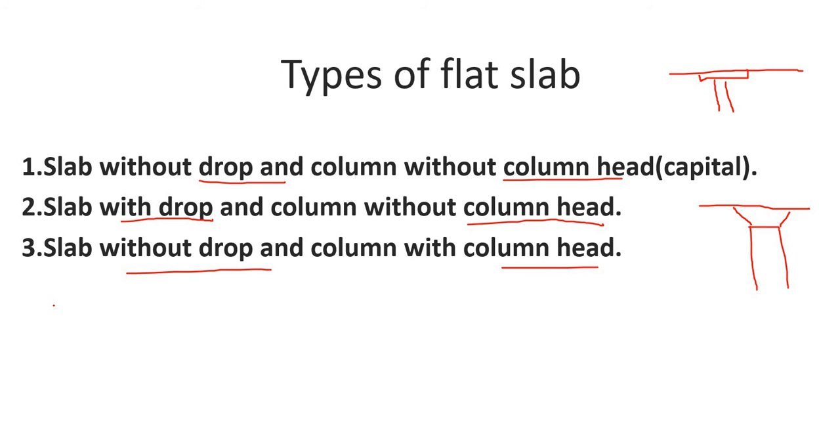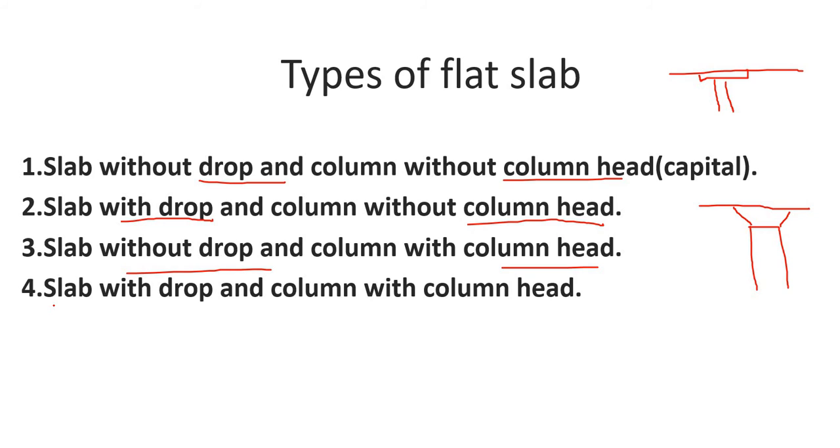The next type is slab with drop and column with column head. That means both are there: the slab has a drop panel and the column has a column head. Sorry for the drawing, but these four are the types of slabs.